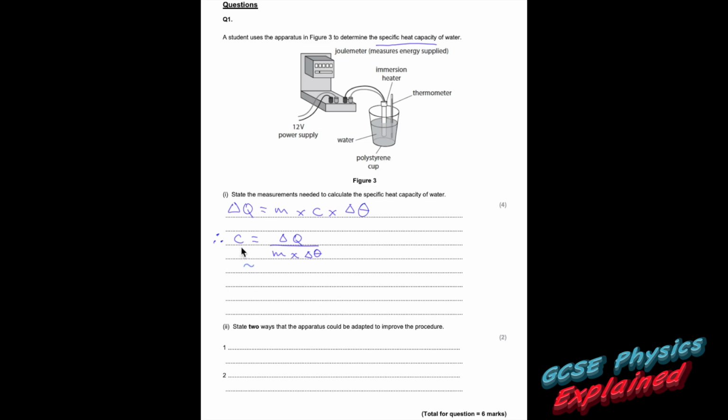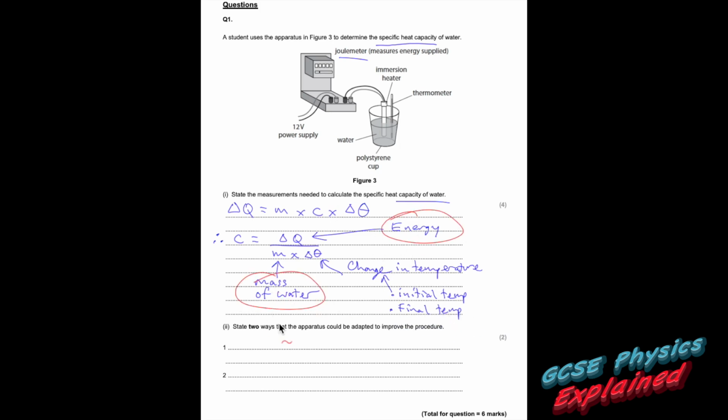So in order to calculate the specific heat capacity, we need to know the energy that you're putting in. That's why they've given you a joule meter. You'll need to know the mass of the water, because you're trying to get the specific heat capacity of the water. And the change in temperature. Well, in order to get the change in temperature, you need to know the initial temperature and the final temperature. So that's the energy, the mass of the water, initial temperature, final temperature, and that'll get you the 4 marks.